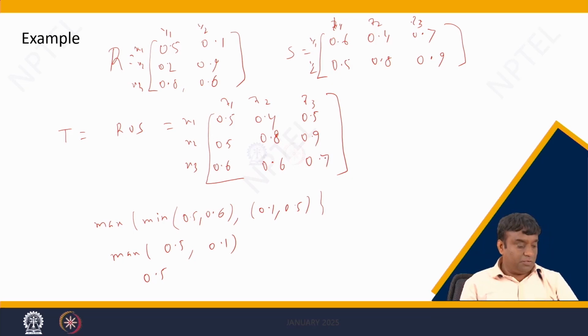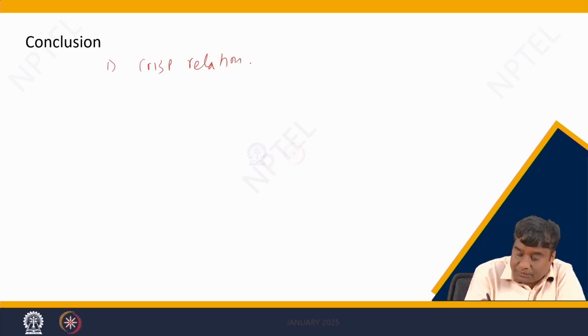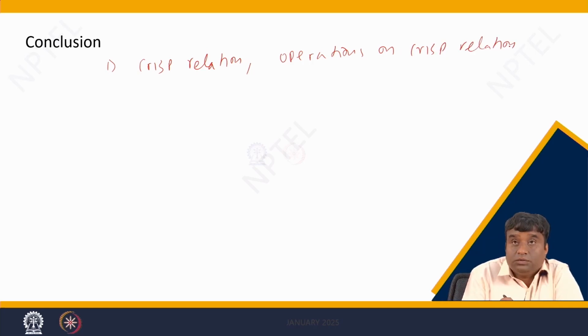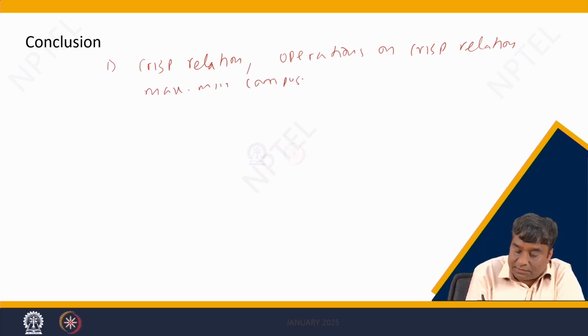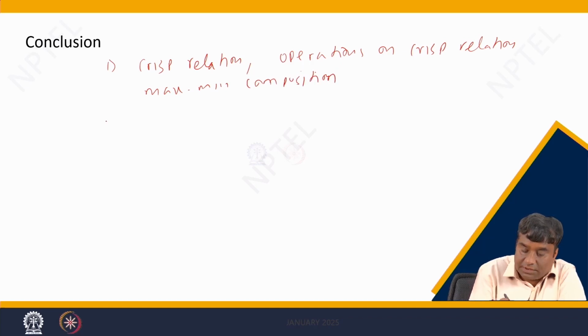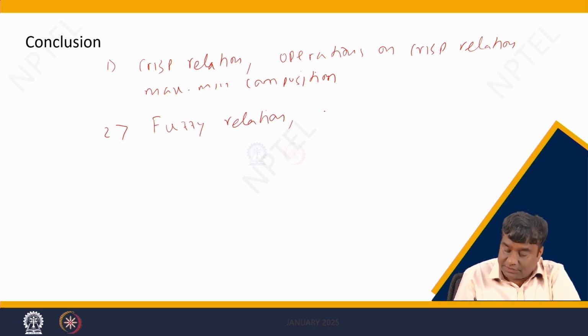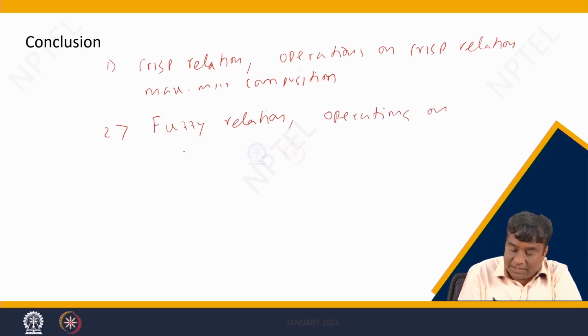So in this class, we covered fuzzy relations, operations on fuzzy relations, and max-min compositions.